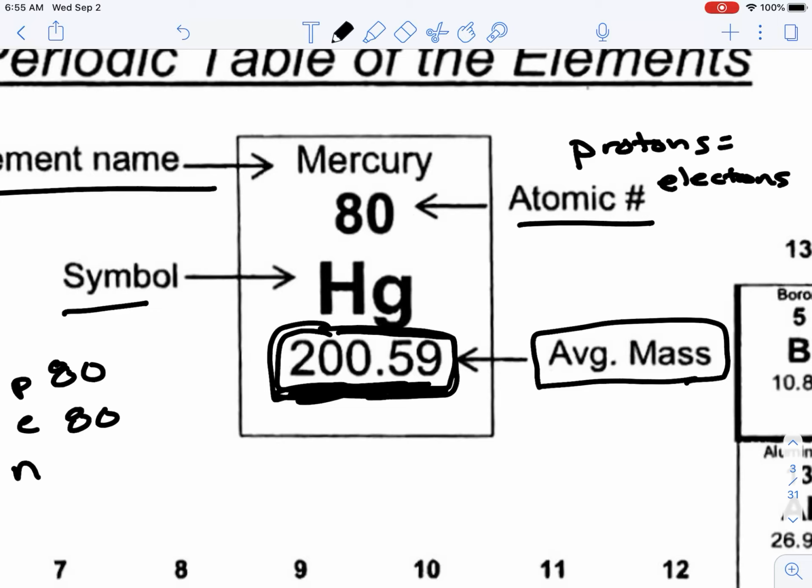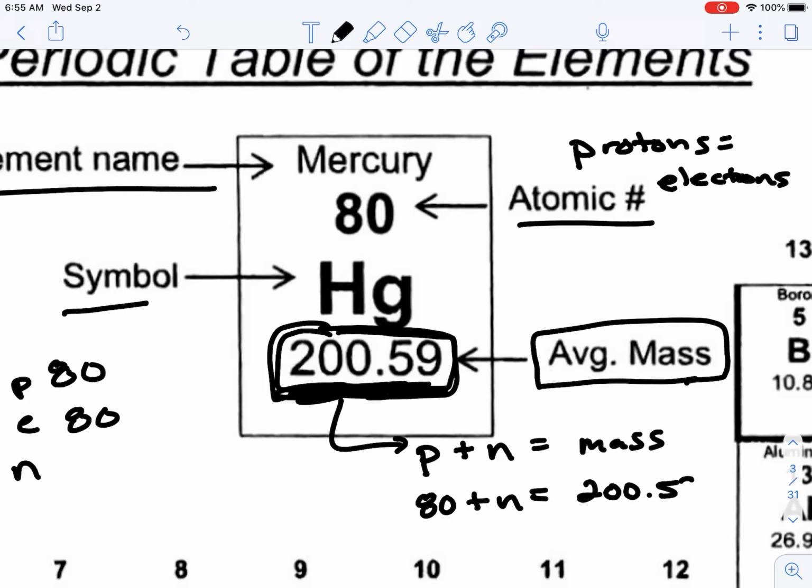First of all, let's figure out how many neutrons this is. Remember, protons plus neutrons is going to give you this atomic or average mass. So I did 80 protons plus my neutrons is 200.59. If you look at this, your neutrons is 120.59. So in other words, it's around 120. So why is it not a full number? Because you can't have 0.59 protons or 0.59 neutrons.